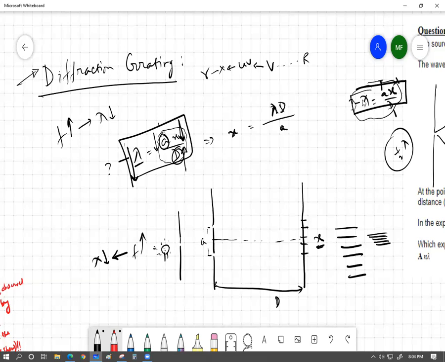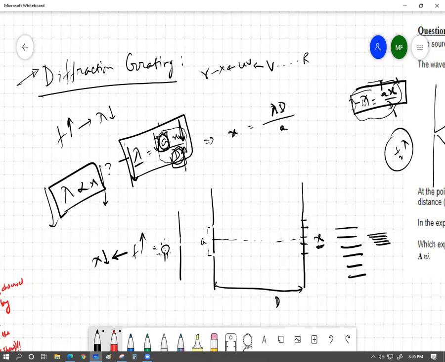Fringe separation. Sir, how do you spell that? Fringe separation or fringe width. That's what you call X. So if we are changing the source to a high frequency source, our entire X should become smaller, because you can see over here, as lambda goes down, if we keep A and D constant, then that gives us lambda proportional to X. So if lambda goes down, X should also go down.